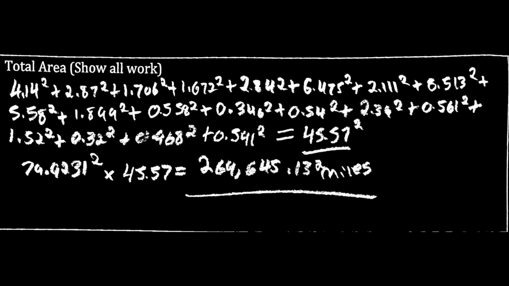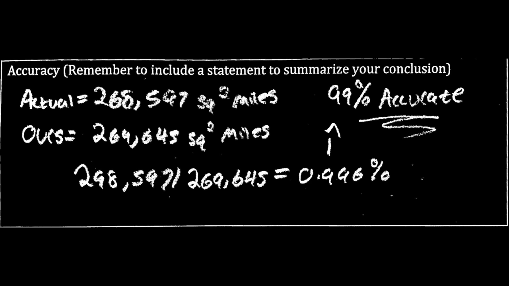After adding each individual area and applying a ratio of 76.321 to each area, we came to a total area of 264,645.13 miles. Accuracy.